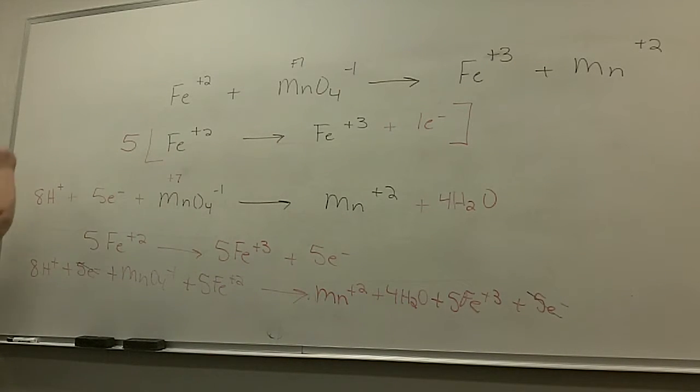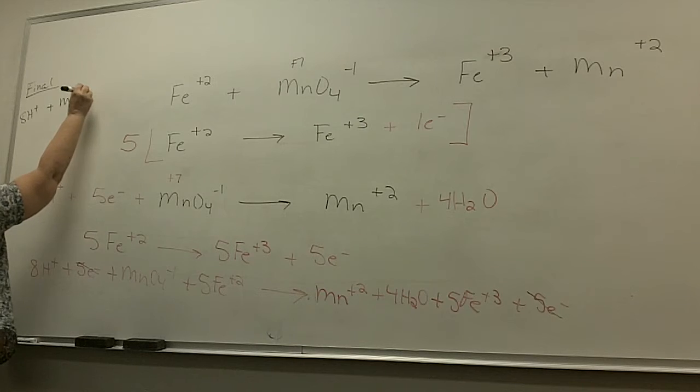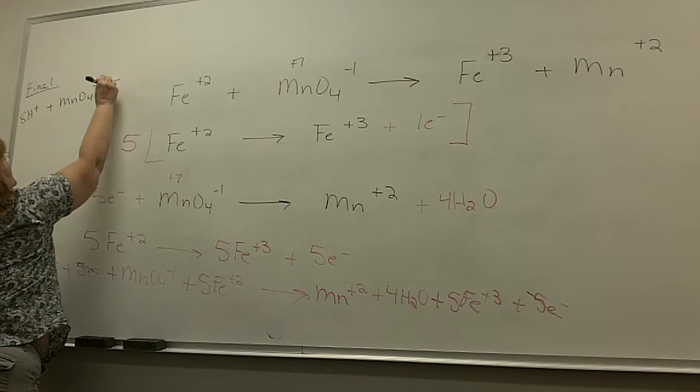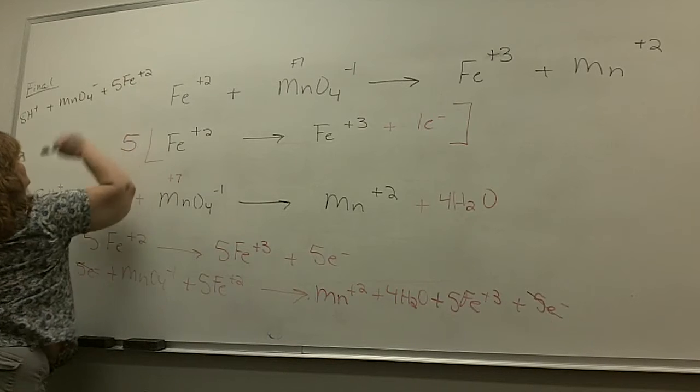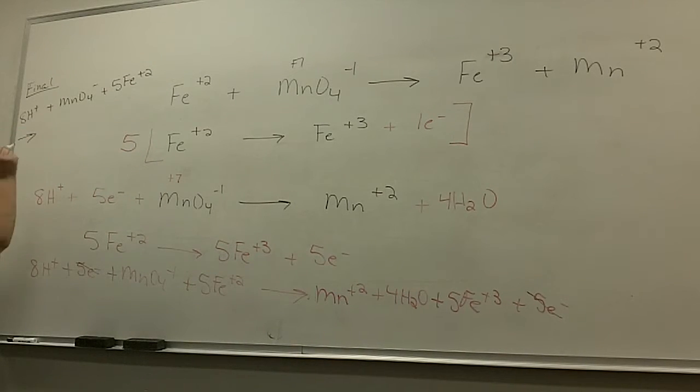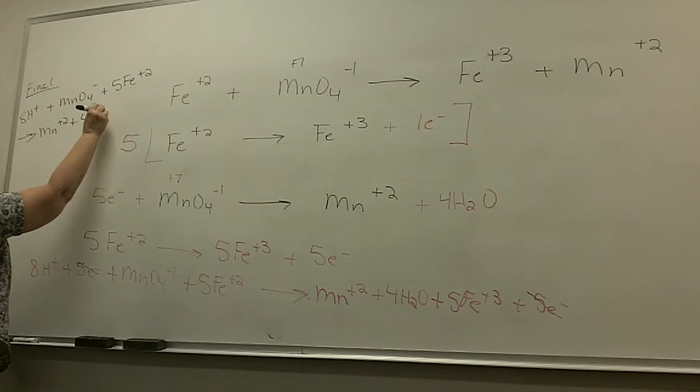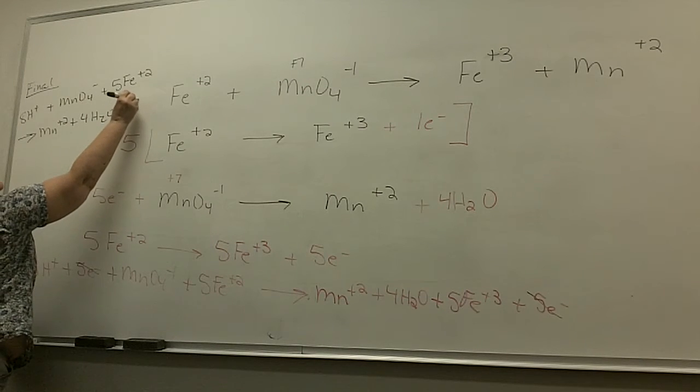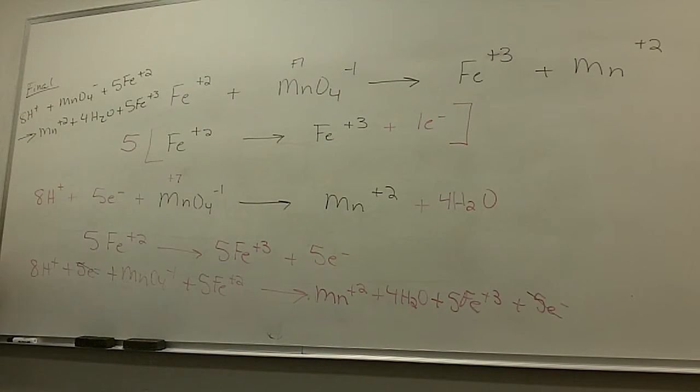So the final is 8 H plus, MnO4 minus, plus 5 Fe plus 2 yields Mn plus 2 plus 4 H2O plus 5 Fe plus 3. And that's it. Piece of cake, right?